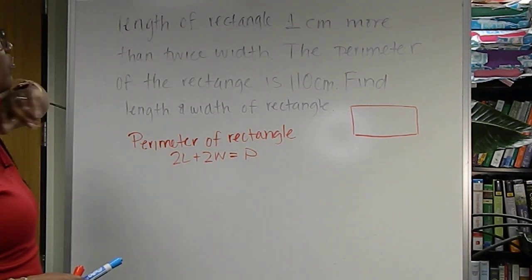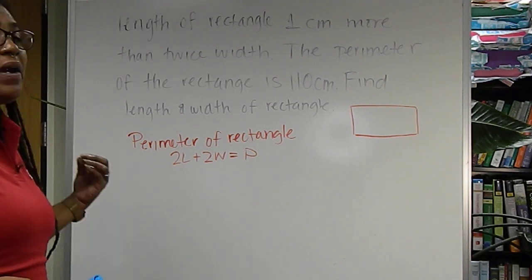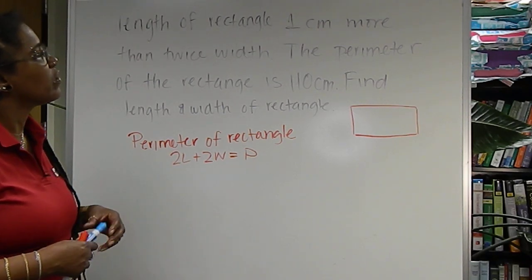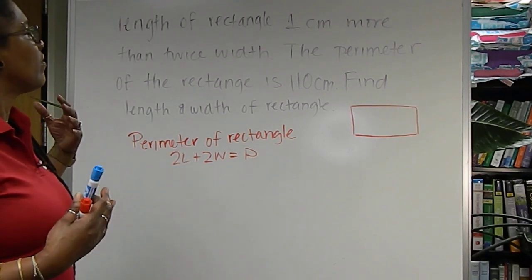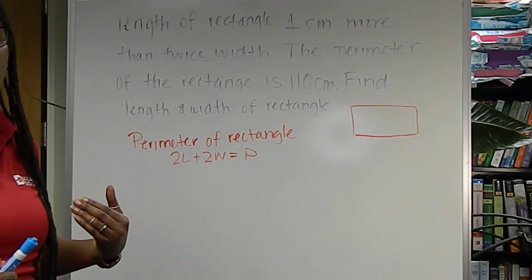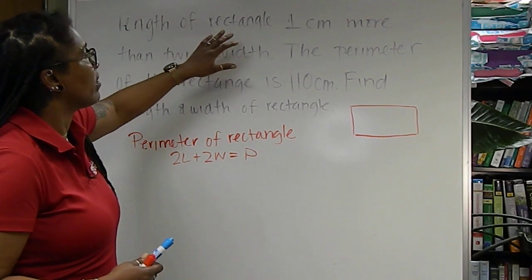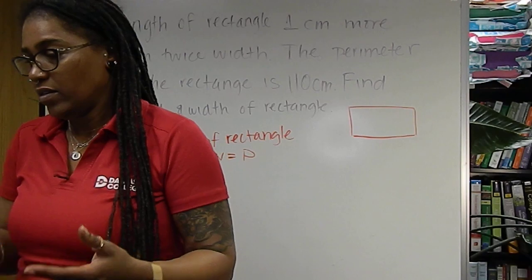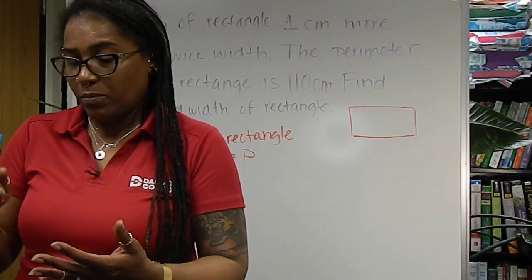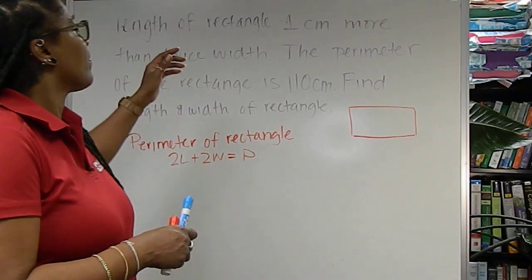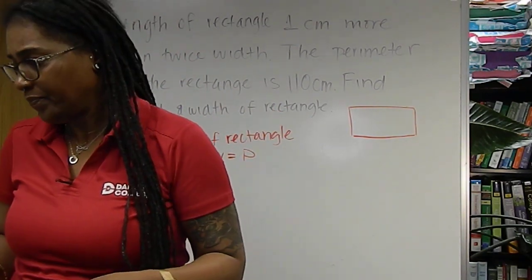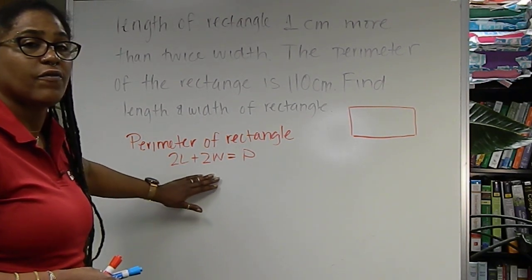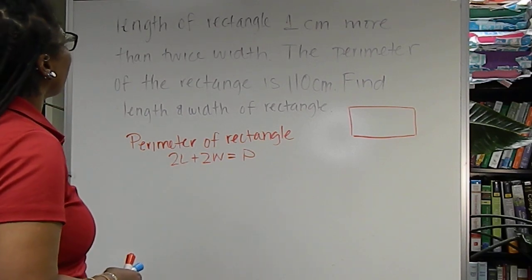So we identified that the length of the rectangle is 1 centimeter more than twice the width. We notice that we're comparing the length and the width. We're only given the value of one of them, so to speak. We don't know what the width is yet, but whatever it is, the length is 1 centimeter more. So we're going to plug our information into this formula and see what happens.